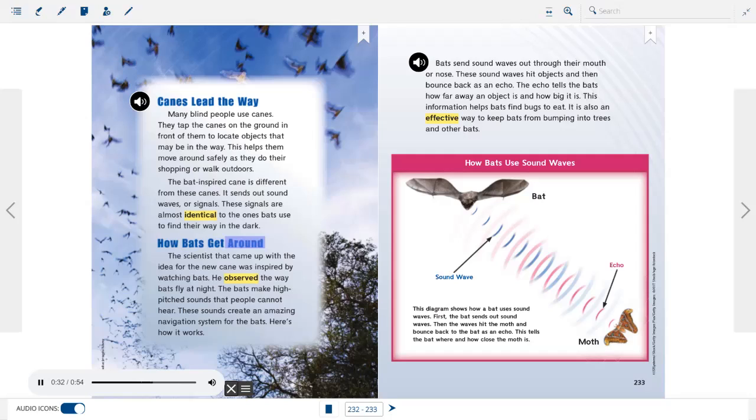How bats get around. The scientist that came up with the idea for the new cane was inspired by watching bats. He observed the way bats fly at night. The bats make high-pitched sounds that people cannot hear. These sounds create an amazing navigation system for the bats. Here's how it works.